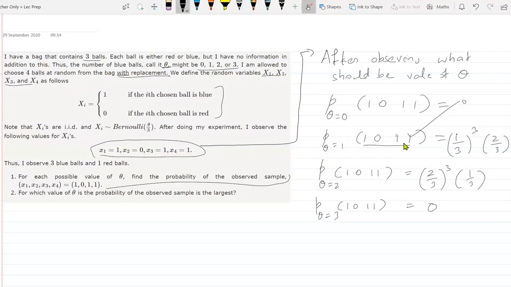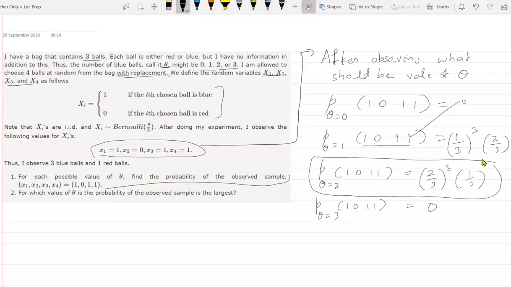One or two. Okay, 1 or 2, that is reasonable. But among 1 or 2, which would you choose? Two. The one which has more probability. Yeah, the one which will have the most probability. So you will choose theta equal to 2.